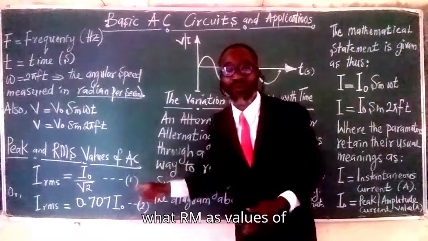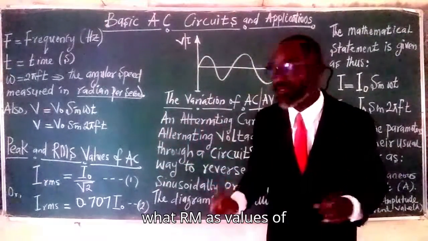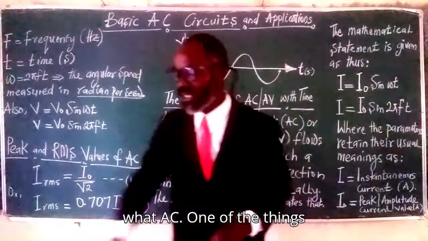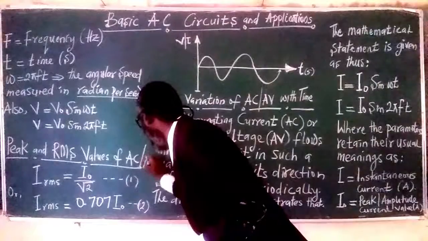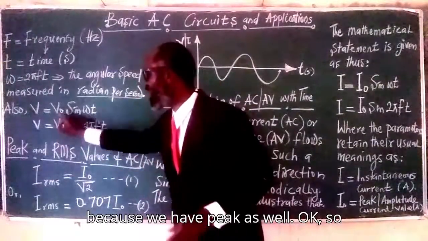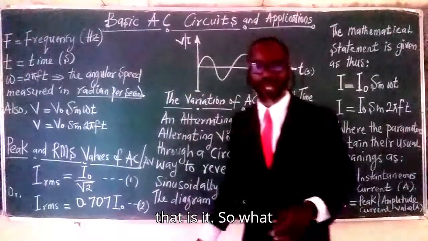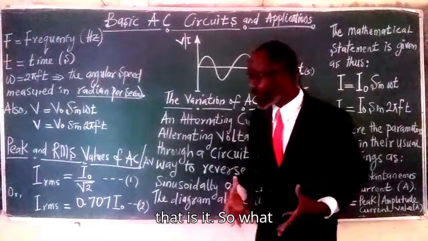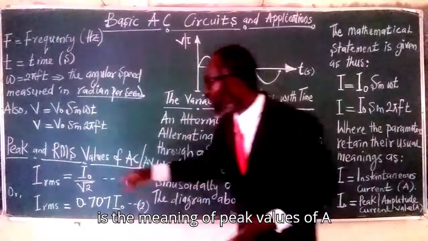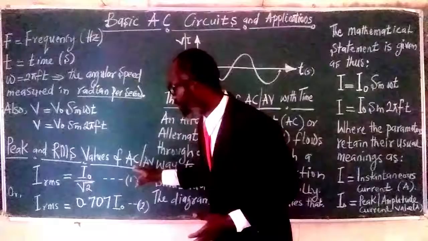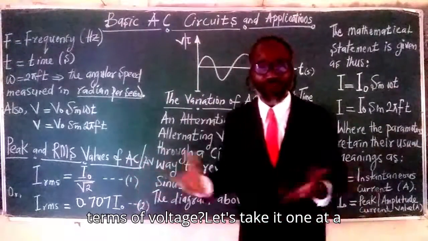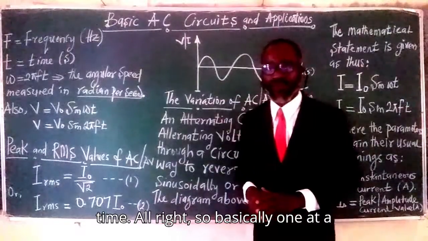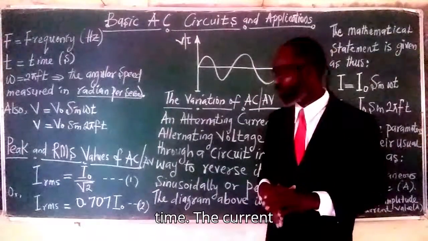Peak and RMS values of what? AC. One thing is missing here. It should also be AV, because we have peak as well in that aspect. So what is the meaning of peak values in terms of current and in terms of voltage? Let's take it one at a time.